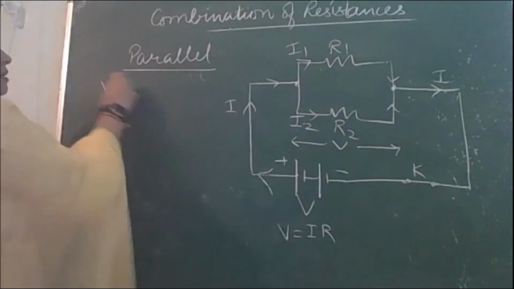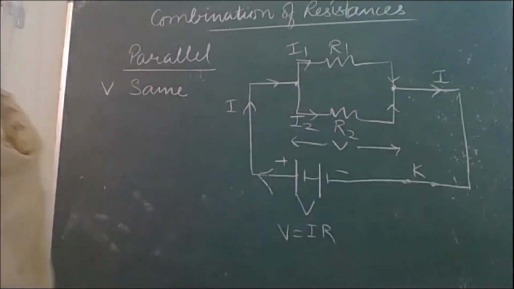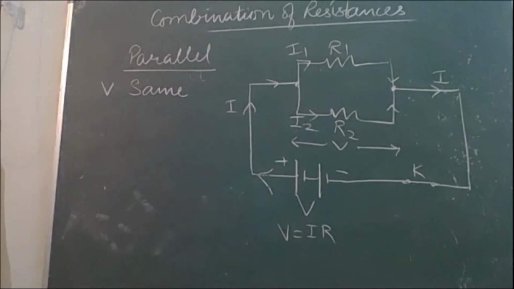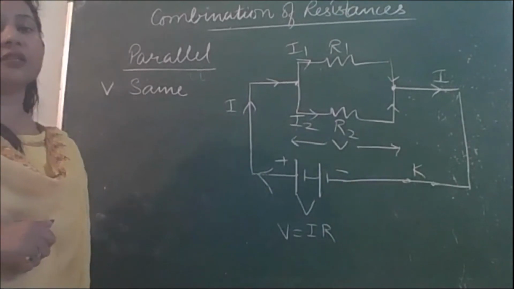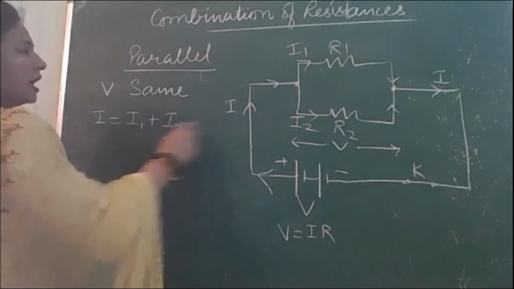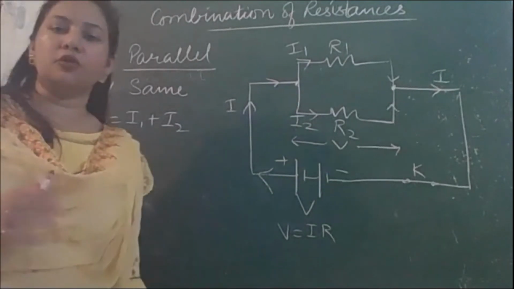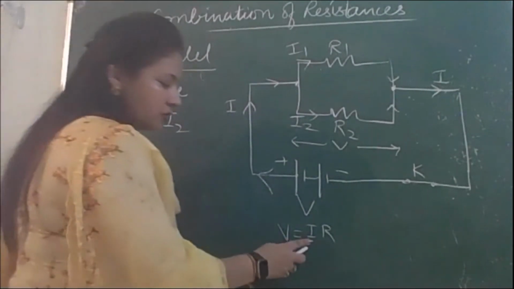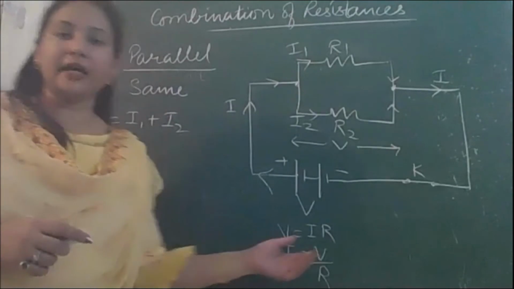So which physical quantity remains the same in parallel combination? Note it down. Potential difference remains the same. So in parallel combination, potential difference always remains the same, but total current is the sum of two currents. I is equal to I1 plus I2. Now here the current is the sum of those two. So again we use Ohm's law. I is equal to V over R. From V is equal to IR, we can write I is equal to V over R.